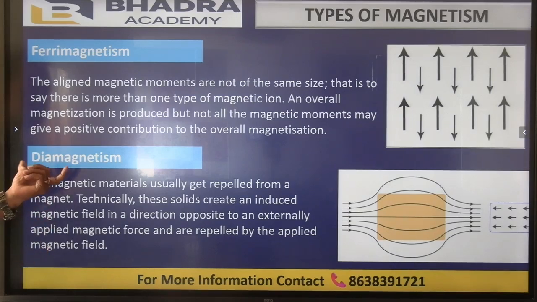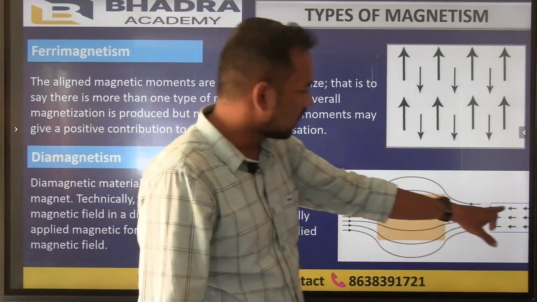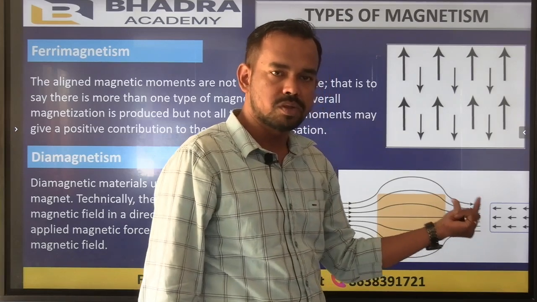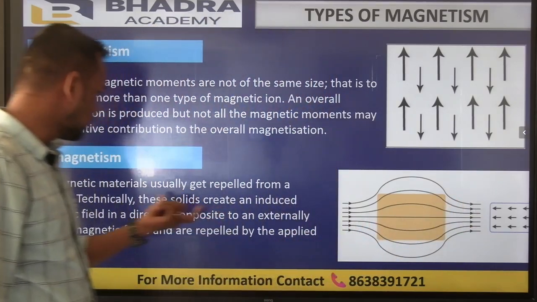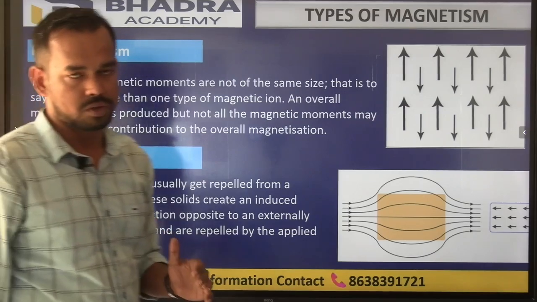And the last one is diamagnetism. It repels the magnetic lines of force. It means that the magnetic moments are aligned opposite to the direction of the applied magnetic field. So a diamagnet usually gets repelled from the magnetic lines of force.